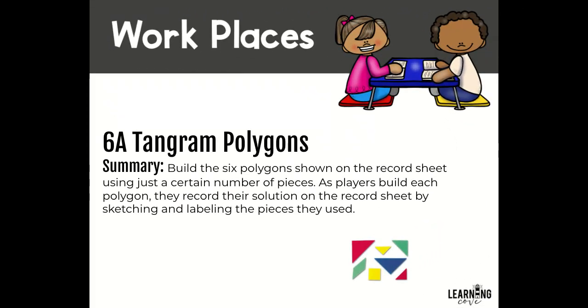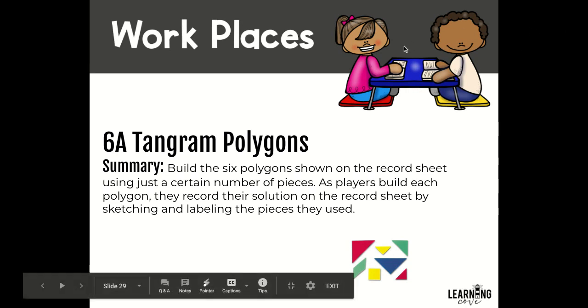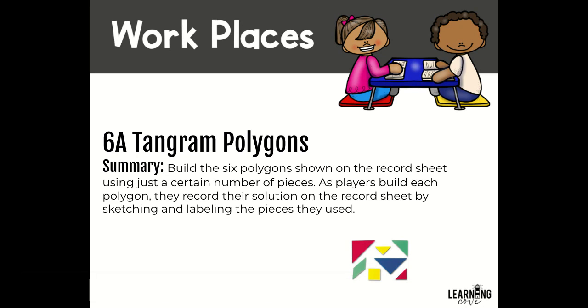Okay, this is what you're going to do for your turn-in assignment today. You're going to learn how to play the Work Place game 6A Tangram Polygons. So the summary is you're going to build these six polygons shown on the record sheet using just a certain number of pieces. As players build each polygon, they record their solution on the record sheet by sketching and labeling the pieces they used. So what you're going to do is go over in Google Classroom. There's another video that says 6A Tangram Polygons polygon instructions. You can click play and watch how to play this game.